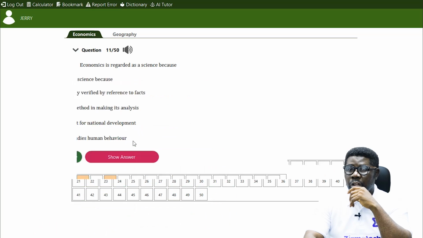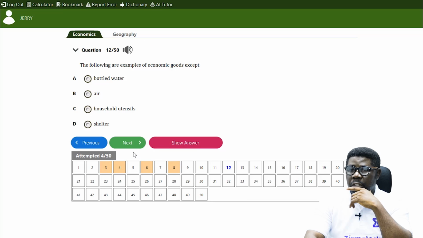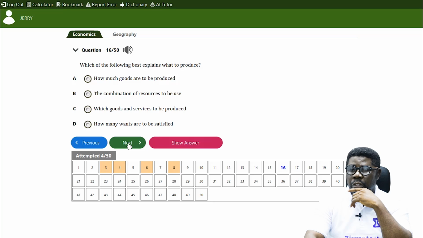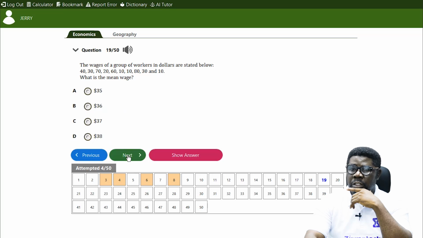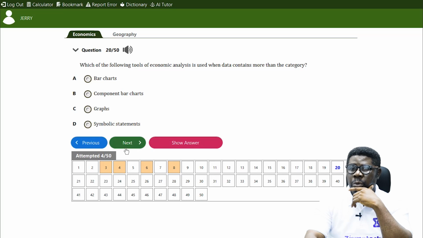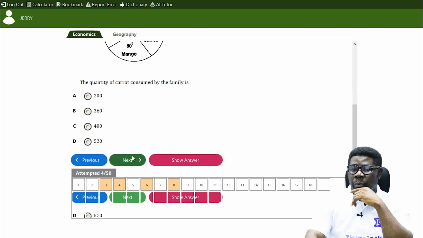Last question that I'm going to take to help us understand what we've done so far. We're looking at the tools of economic analysis. Our question that will help us solve that will be this. Let's look at something that's simple, but you can do it, all right? You can do it. So which of the following tools of economic analysis is used when data contains more than one category? This is not very clear. Let's not assume that question because we might fail it.